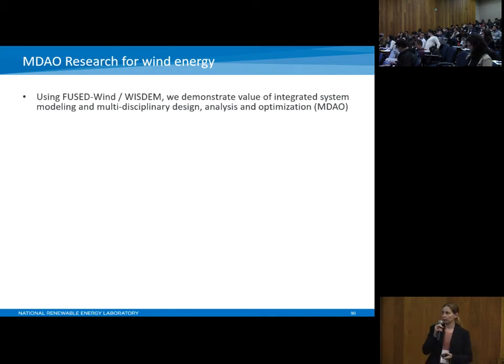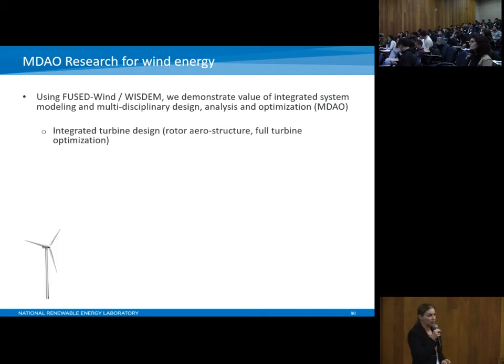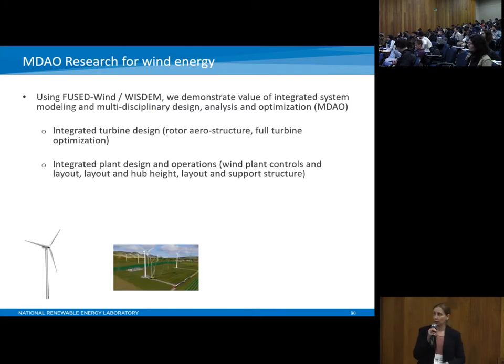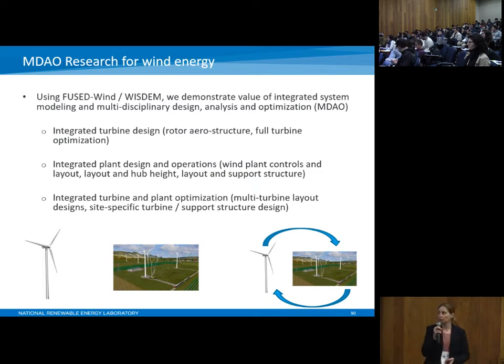And how do we use this tool set? So we use it to look at integrated turbine design. So how can we improve turbine design if we look at things from a full turbine perspective: rotor, aerostructure, the drivetrain, the tower. We look at integrated plant design for cost of energy, looking at things like plant controls and layout. We talked about layout and hub height, support structures for offshore, and even thinking about how can we do coupled design of the plant and the turbine. So site-specific turbine design. These are some areas that people are looking at. So bringing higher levels of coupling into the optimization process.